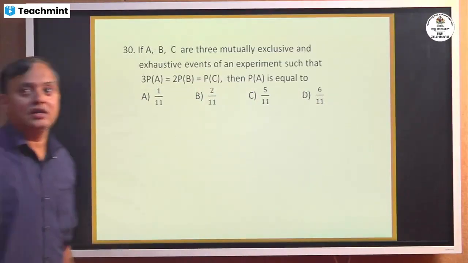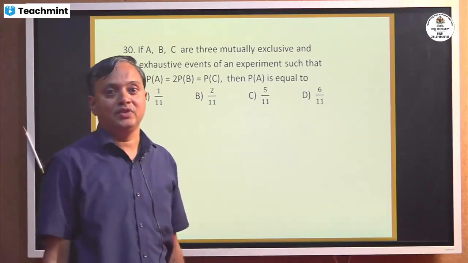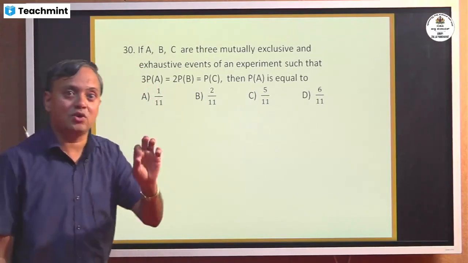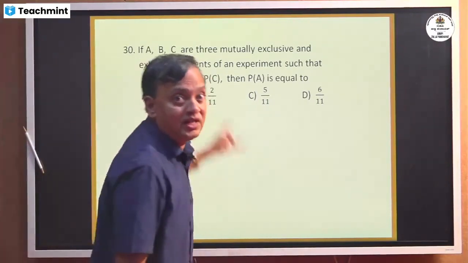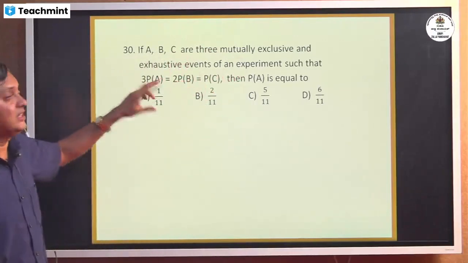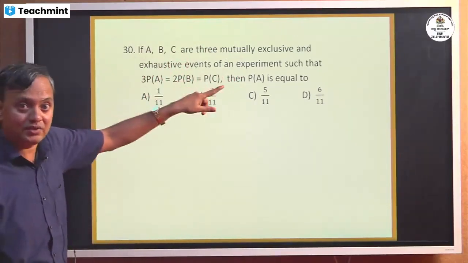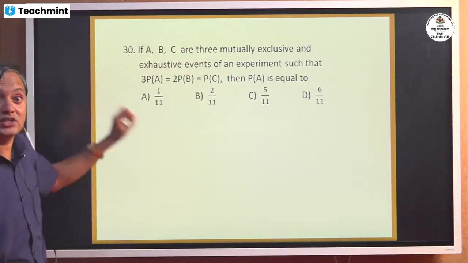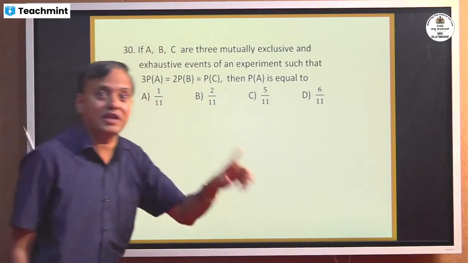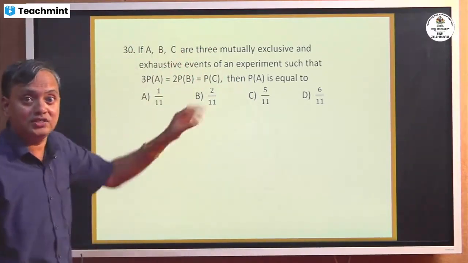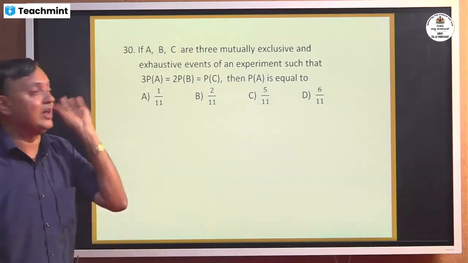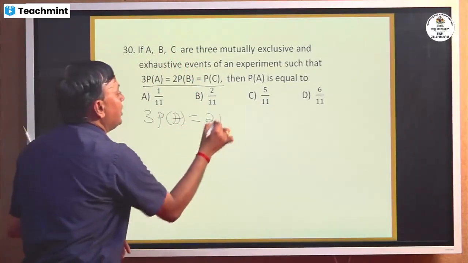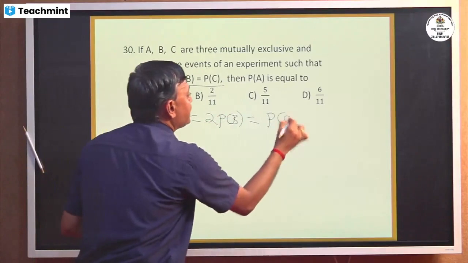If A, B, C are 3 mutually exclusive events. We know exclusive means pairwise disjoint: A intersection B empty, B intersection C empty, C intersection A empty. Exhaustive means their union is the whole sample space, or probability of their union is equal to probability of the sure event, which is 1. Here it is given: 3 into probability of A is equal to 2 into probability of B is equal to probability of C equal to X.